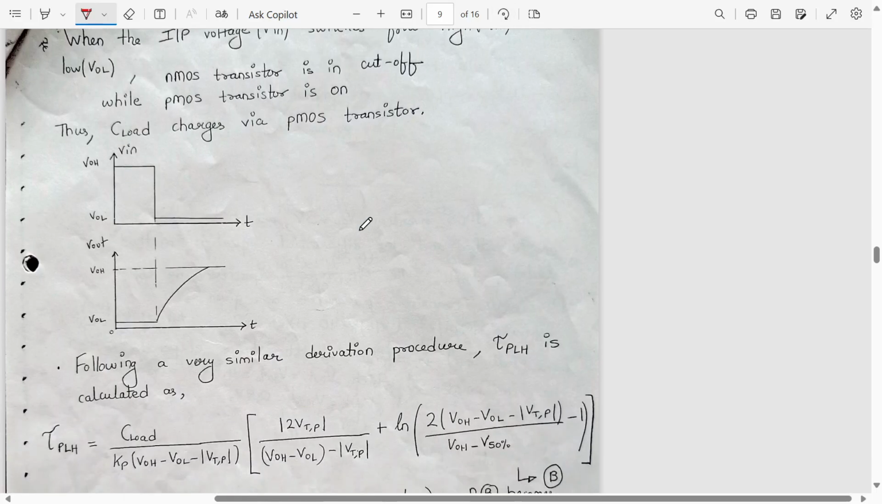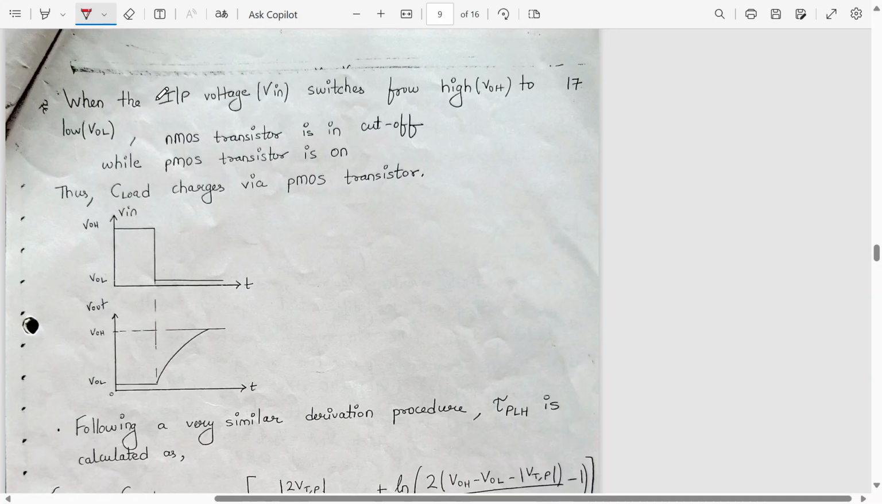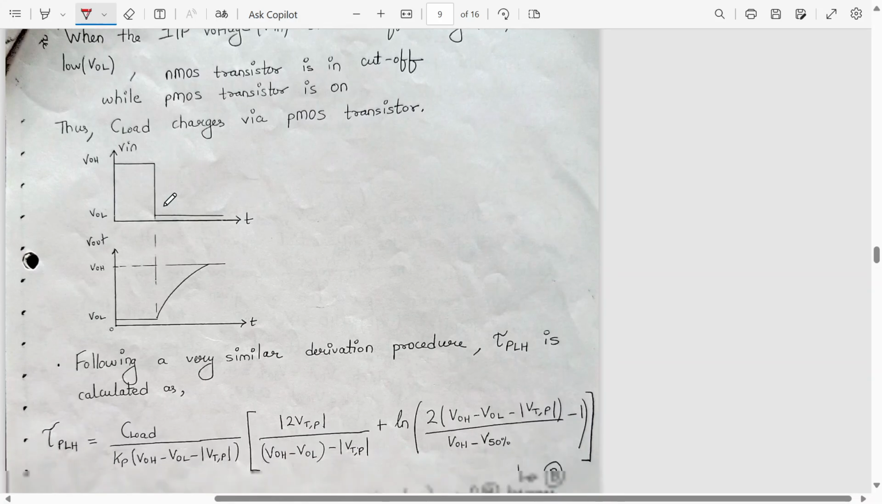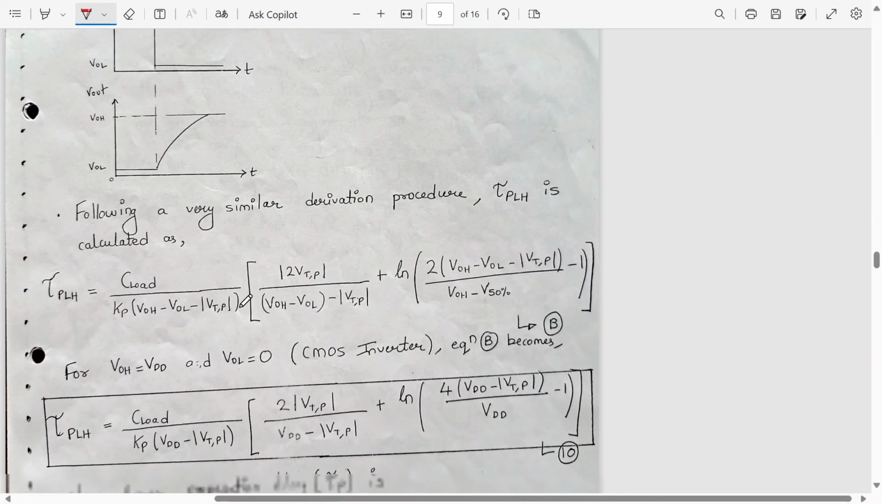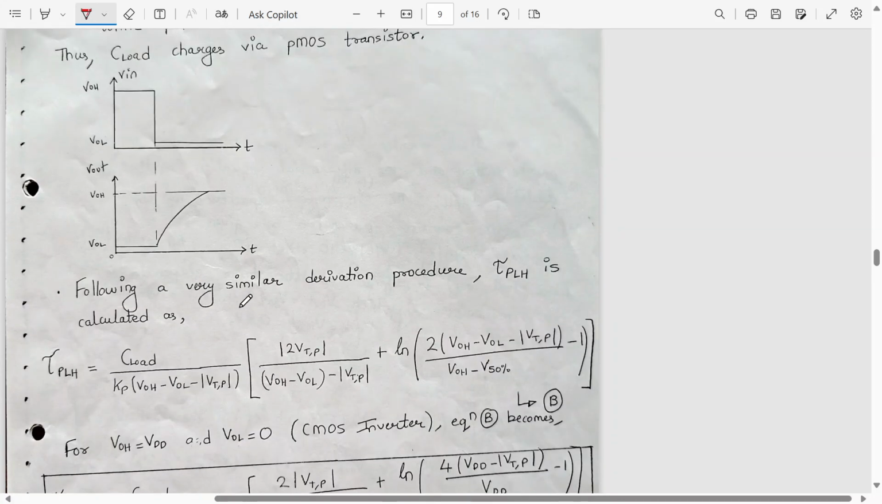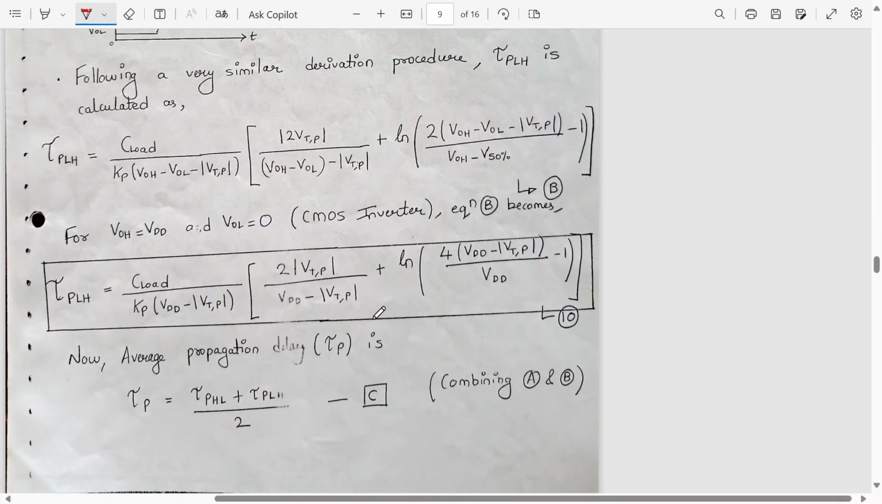Yeah. So this is the thing which we have to do for charge up when input switches from high to low. So similarly you can carry out the derivations. So similarly you will get this result. We are not supposed to do this in the exam also. If they ask you, we can directly write the result, this one.